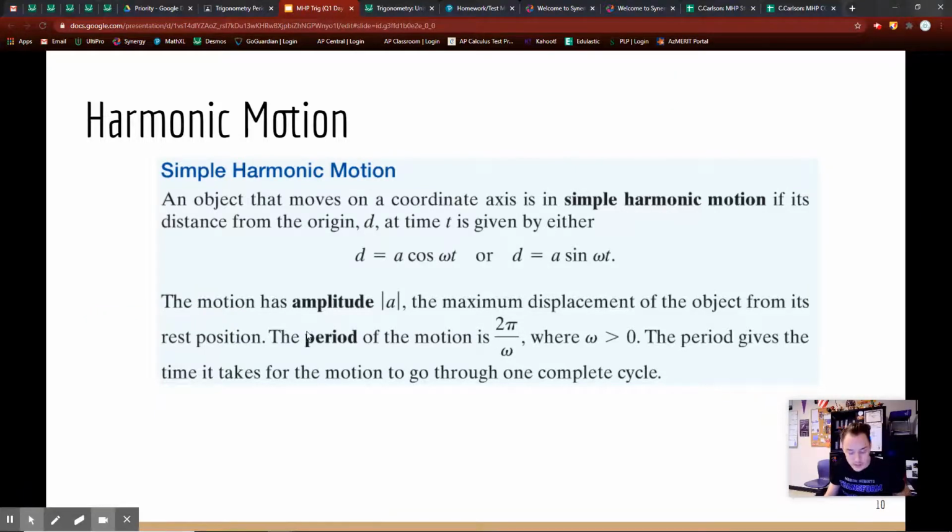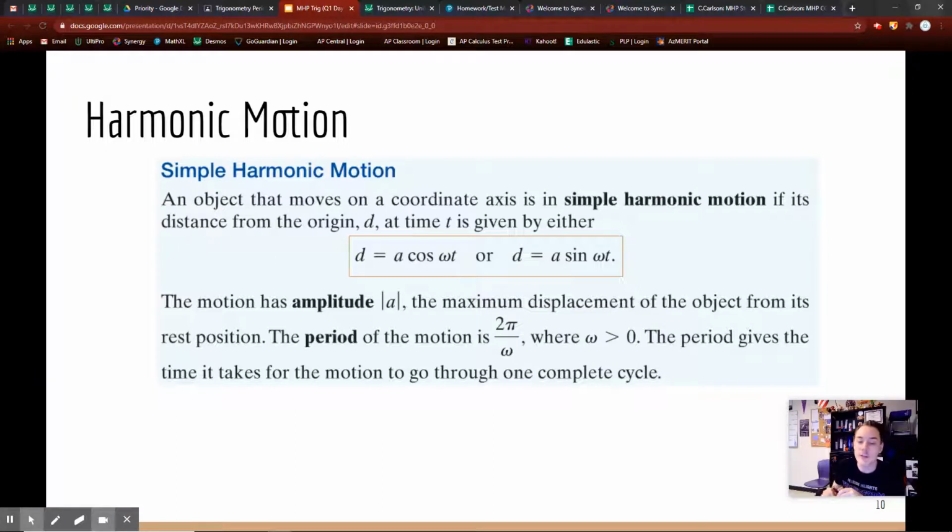Now, let's go to my next one, harmonic motion, and then we have frequency and harmonic motion after that, and then we are done. So harmonic motion, what is that? Well, an object that moves on a coordinate axis is what we call in simple harmonic motion if the distance from the origin is given by this. Notice, not using tangent. I'm only using cosine and sine because those are the only ones that matter. Those are the main sine waves.